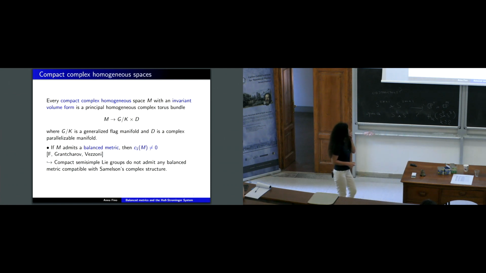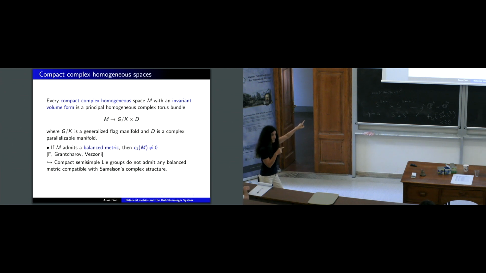The first question: one of the ingredients of the Hull-Strominger system is that it is not enough to have a compact complex manifold, already of dimension 6, with a balanced metric, but we want also that the canonical bundle is holomorphically trivial. So we want a section, a non-zero holomorphic volume form. And one can look at what happens in the homogeneous case. So here I mean that you take a complex structure which is invariant under the transitive action of a Lie group, and also you have a volume form that is invariant.